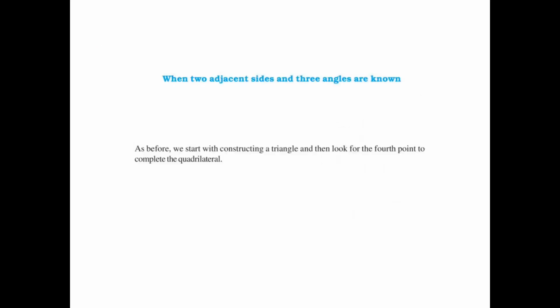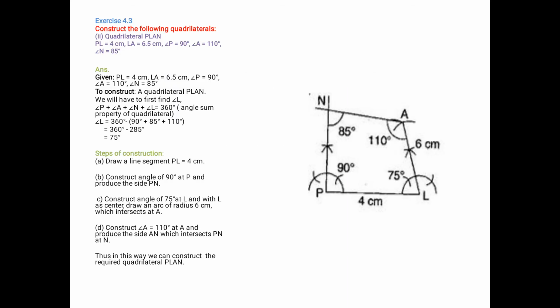Now let us understand the third concept of when 2 adjacent sides and 3 angles are known with the help of question given in exercise 4.3, which says construct the following quadrilateral PLAN. Here length of side PL is 4 cm and length of side LA is 6.5 cm. Here we are also given the angles, angle P as 90 degrees, angle A as 110 degrees and angle N as 85 degrees.